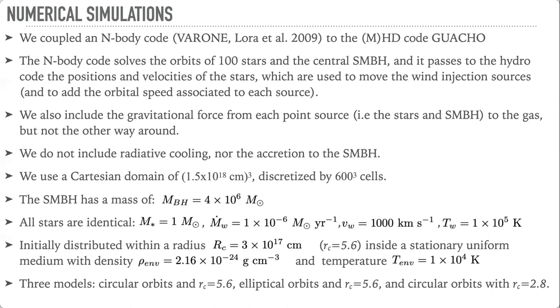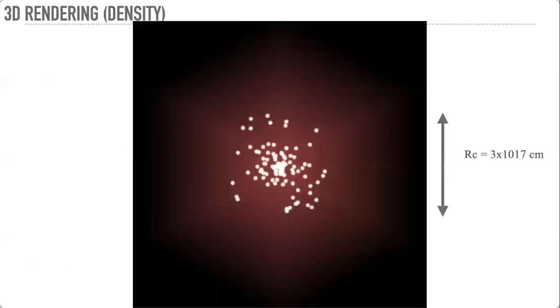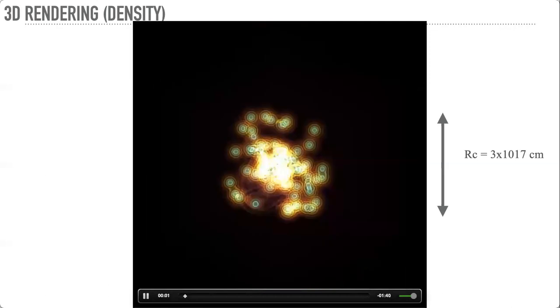I will show now a rendering or animation of the cluster. Here we have 100 sources, and we can see how they move and how they inject their winds, and they produce this crazy structure. So this is density with some sort of transparency. It's more transparent when it's less dense. It's more opaque and more bright when it's more dense. So let me just put play to it.